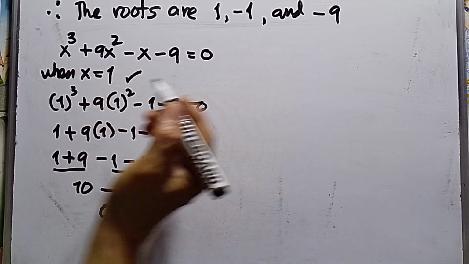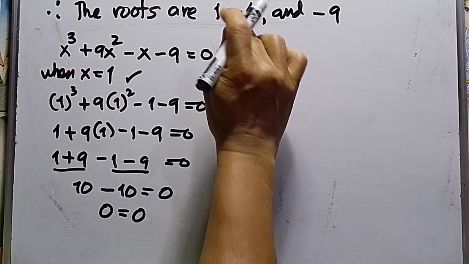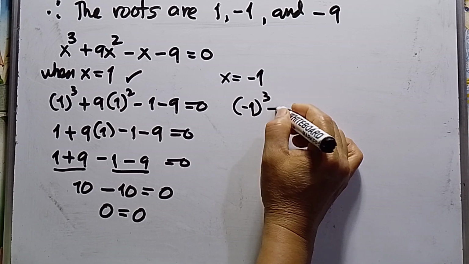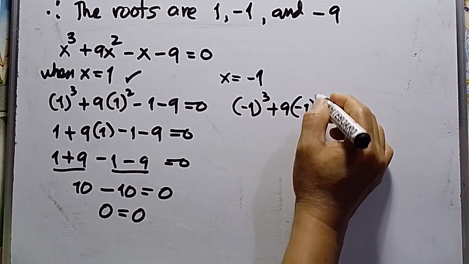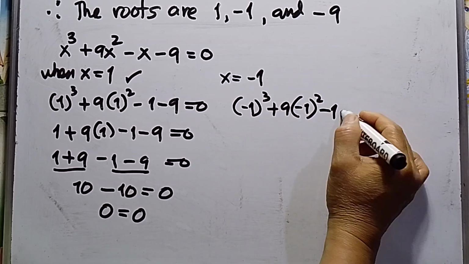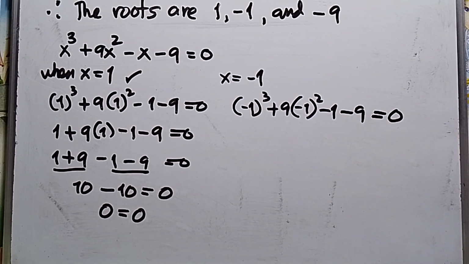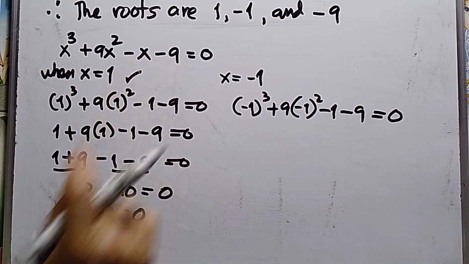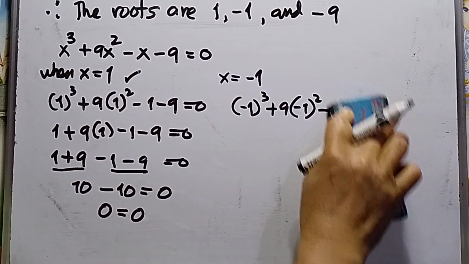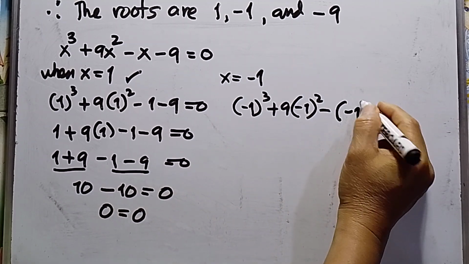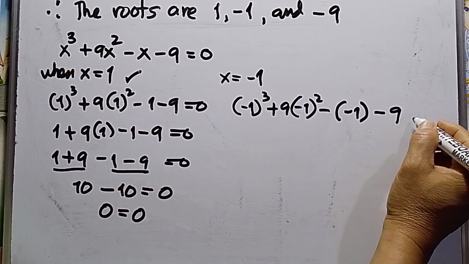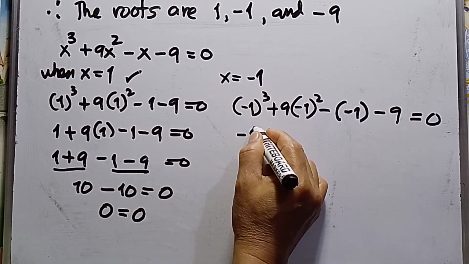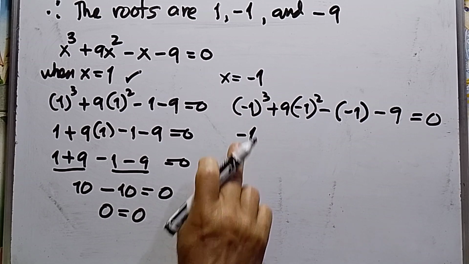Now let's go to the second part, which is x equals negative 1. So this will be negative 1 cubed plus 9 times negative 1 squared minus negative 1 minus 9 is equal to 0. By the way, wait. Sorry, this is minus. I'm wrong. So this will be minus 1. Then this will be minus 9 is equal to 0. Because this is minus 1, so minus 1 cubed is minus 1.